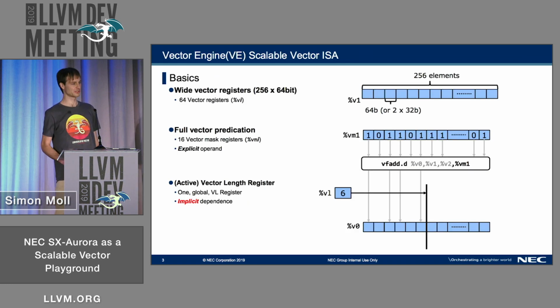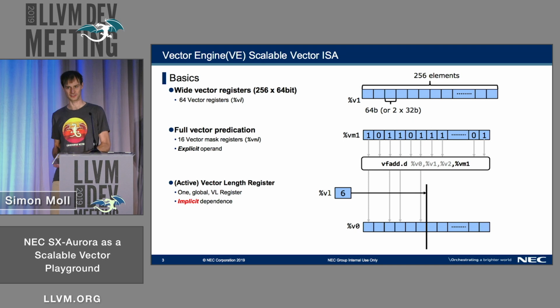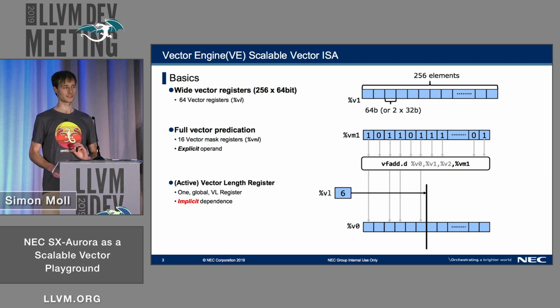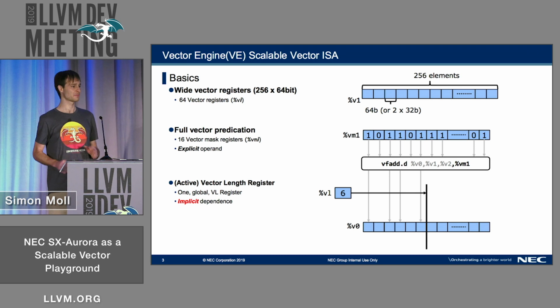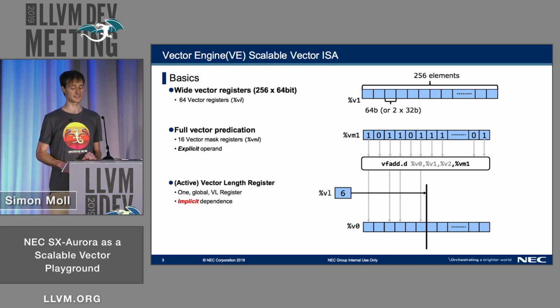And this is a vector CPU, so there are some unique challenges if you're targeting this, right? So vector CPU means it's basically like a SIMD architecture. So you have SIMD registers, but they're very wide. You have 256 elements in one of those vector registers. That's the first point. The second one is you have full vector predication. That means all SIMD instructions are fully predicated.